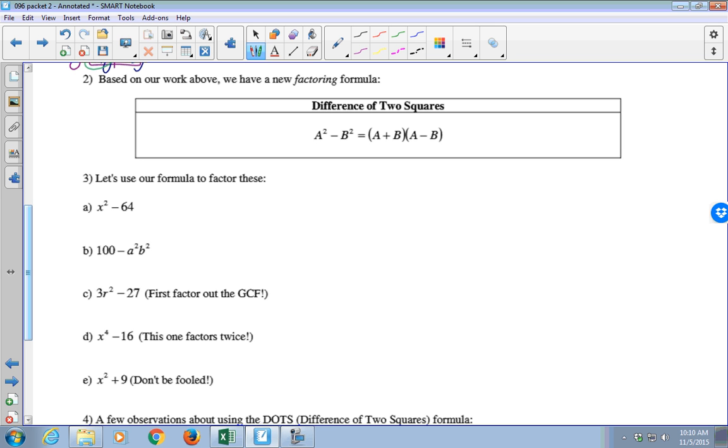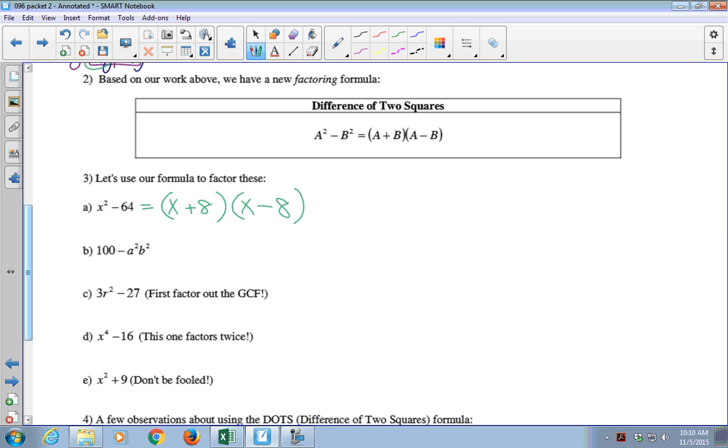So let's use our formula to do a few examples. So x squared minus 64. It's going to factor to a double bubble. And one is going to have a plus, one's going to have a minus, according to my formula. And then what are the numbers that are going to go in there? Numbers and or letters. Yeah, x plus 8, x minus 8. So the x came from square rooting the x squared. The 8 came from the square root of 64.